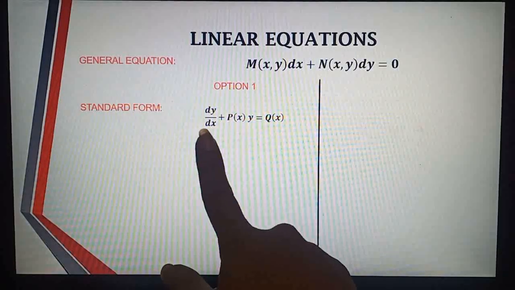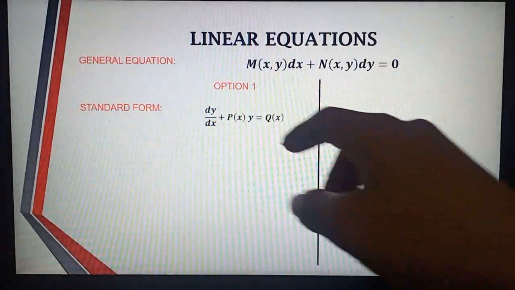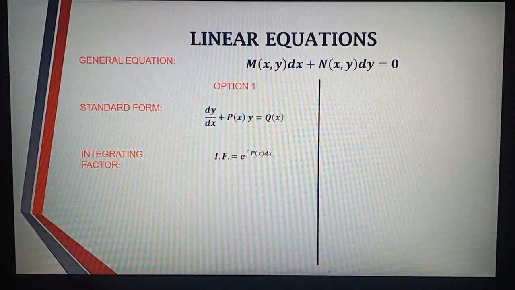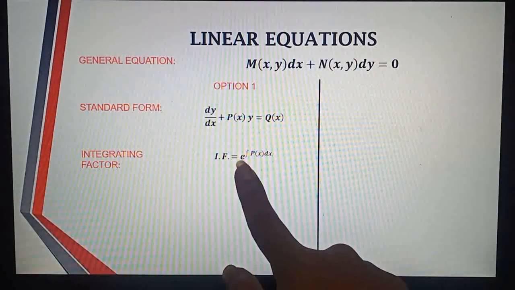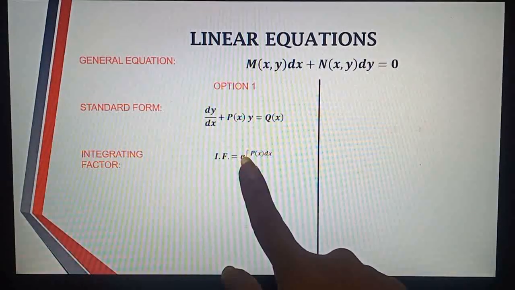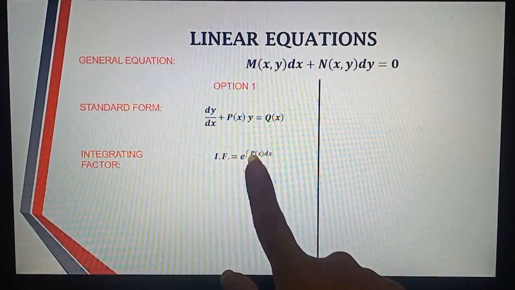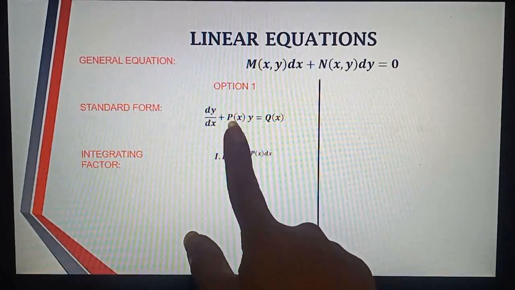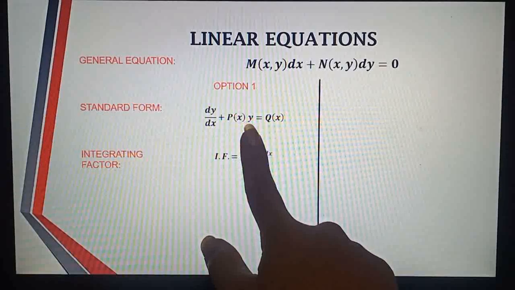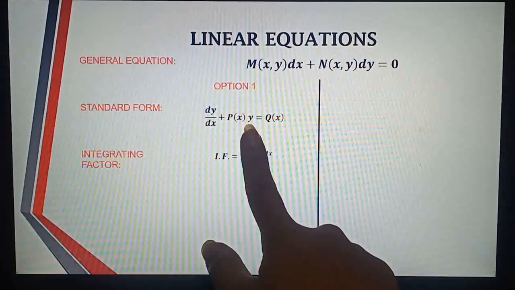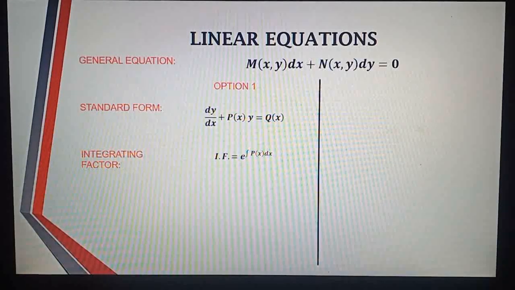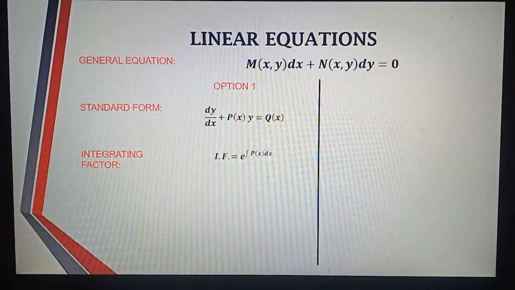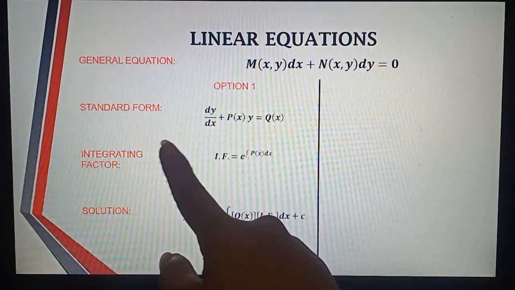Now, kapag nasunod natin yung ganitong standard form, we must compute for the integrating factor. Now, the formula for the integrating factor is e raised to the integral of the P of x dx. Yung P of x natin, yun yung kasama na function of x ni y. Maliwanag po.